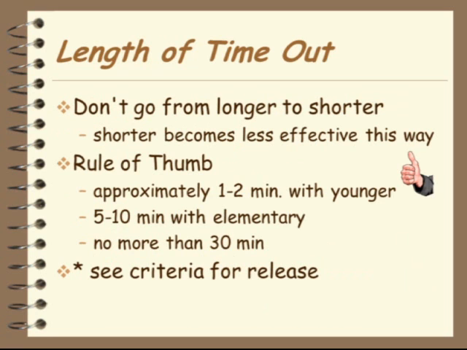Timeout is most effective if it's very brief. If it doesn't work for a fairly short period of time, increasing the amount of time timeout is in effect is very unlikely to make it more successful. Usually with very young kids, short periods of 1 to 2 minutes is good. With elementary age kids, 5 to 10 minutes. With older kids, like high school age kids, I don't think timeout's an effective intervention.